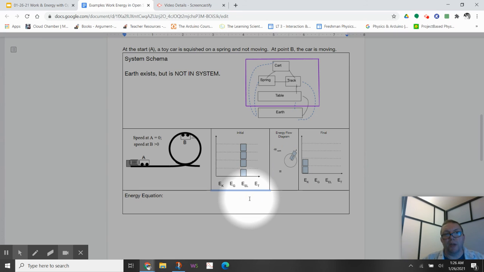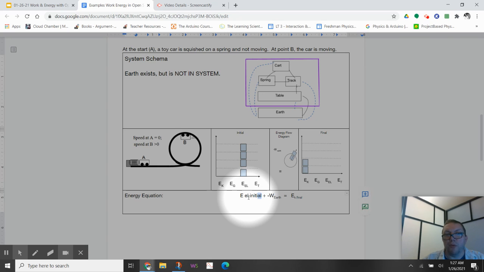And then when we go down here to look at an equation, we could say something like, hey, we have the elastic energy initial, and then we have work that's being done. It's negative work being done by the Earth. And that equals the ending energy that we have, EK final, at position B.